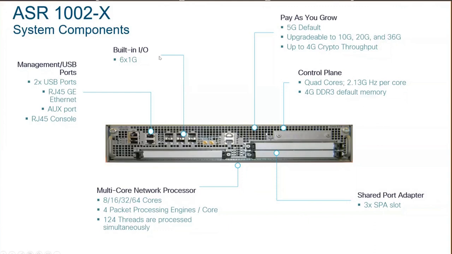We have built-in input-output ports here. So 6 into 1 gig ports. These are the ports, 6 1 gig ports, and all are SFP based. We can't use RJ45 ports here. For management purposes, we have USBs, one RJ45 management port, an aux port, and a console port. So these are for the management functionalities. This is a 1002X chassis. This is fixed, and the RP and FP modules are built in and can't be replaced. So for any hardware issues with those modules, the entire chassis must be replaced.